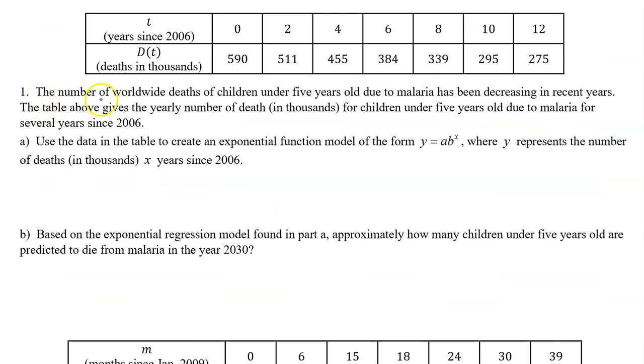Number 1. The number of worldwide deaths of children under 5 years old due to malaria has been decreasing in recent years. The table above gives the yearly number of deaths in thousands for children under 5 years old due to malaria for several years since 2006. Part A. Use the data in the table to create an exponential function model of the form y equals a times b to the x power, where y represents the number of deaths in thousands, x years since 2006.